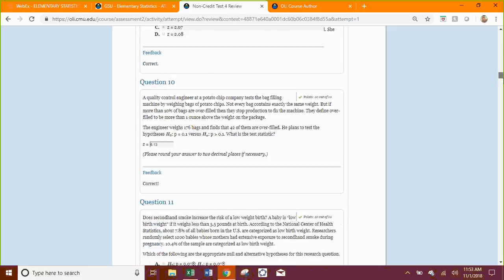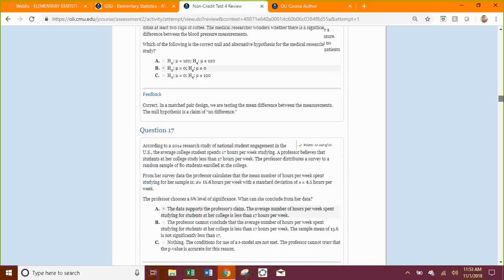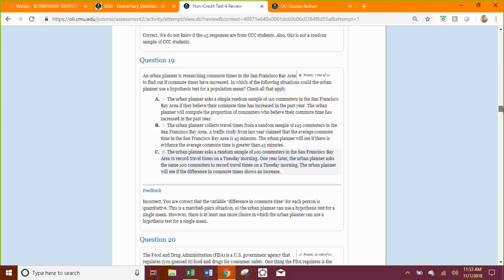I mean, I got one question wrong. What is that? Did I skip a question? Oh, I knew it was going to be this question. Wait, what? Incorrect. You are correct that the variable difference in commute time for each person is quantitative. This is a matched pair situation, so the urban planner can use a hypothesis test for a single mean. However, there is at least one more choice in which the urban planner can use. Oh wait, was this check? Oh man, I didn't read check all that apply. I'm so sorry. The answer number 19, check all that apply.